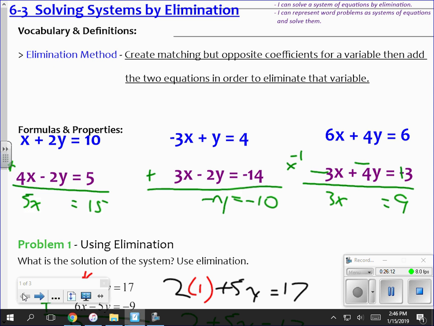Like I said, I like elimination. It's quick, it's easy. It's easier than substitution, but sometimes you can't do elimination, you have to do substitution.